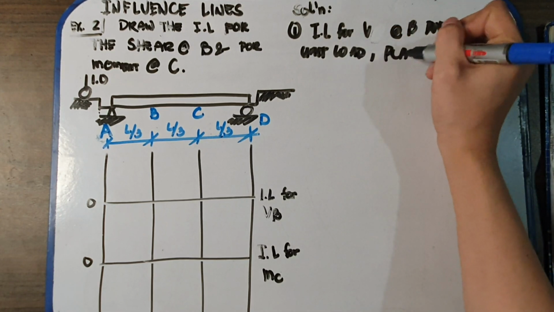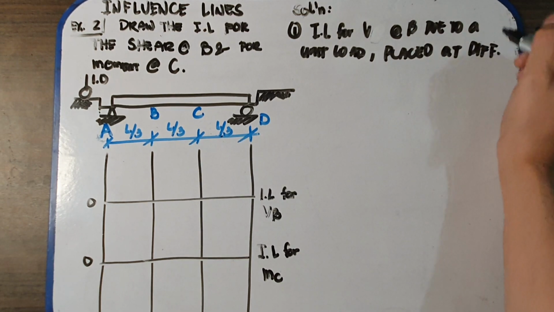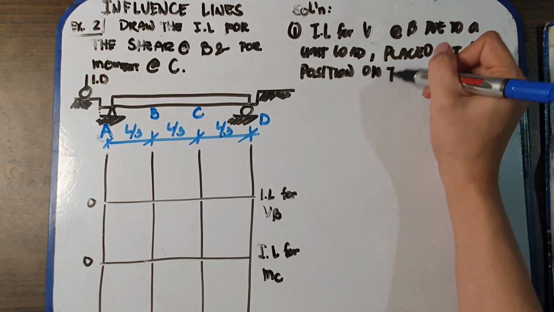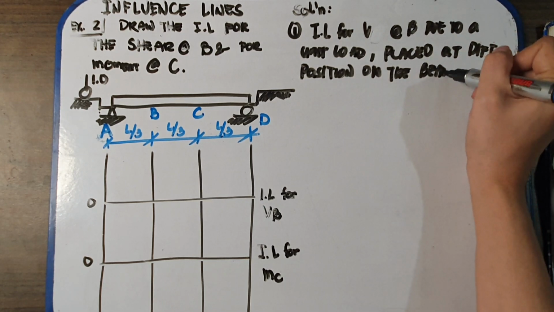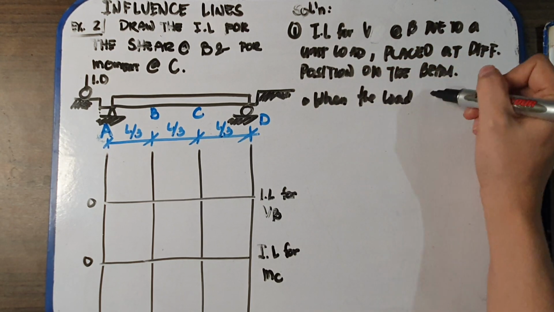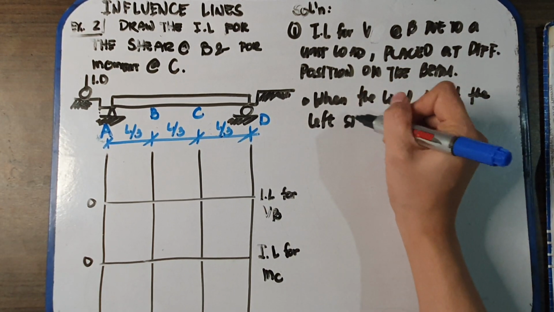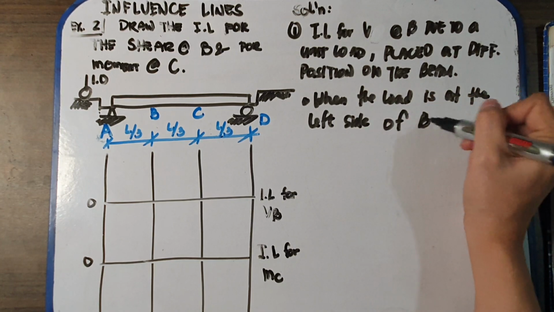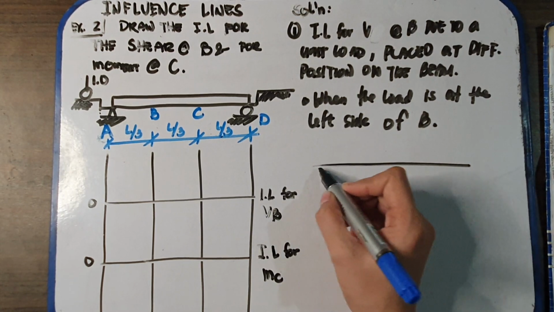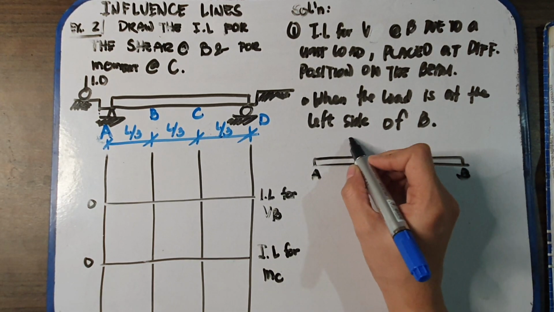Next, we have to place the load at different positions on the beam. Next, when the load is at the left side of B. So, ibig sabihin, magle-left side ng B muna tayo. So, kunin natin to yung span natin. So, this is A, this is B. Lagay natin sa left side ng B.